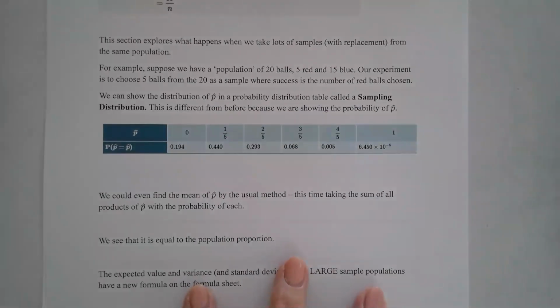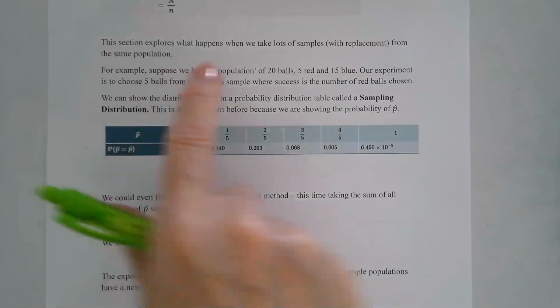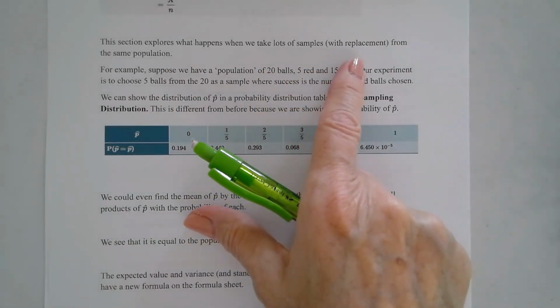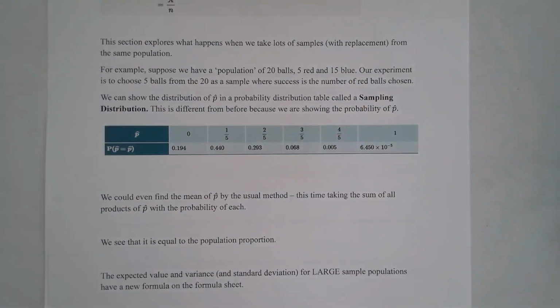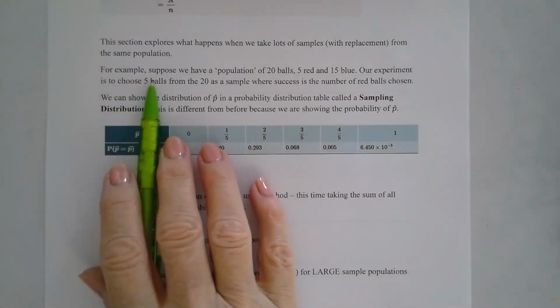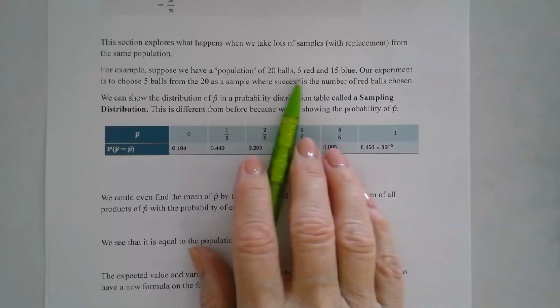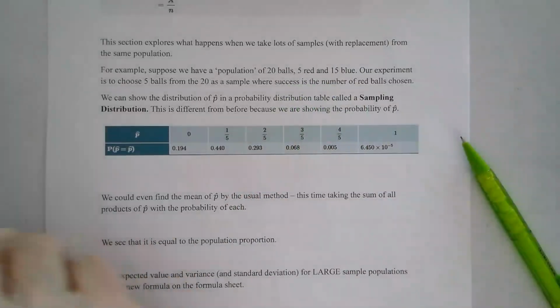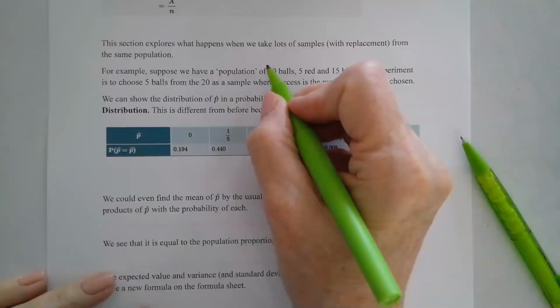So let's do this example. It says, this section explores what happens when we take lots of samples with replacement, so we're not taking all these balls out, we keep taking them out of the set and then putting them back in for the next. So, for example, suppose we have a population of 20 balls, 5 red and 15 blue. I'm just going to highlight that because we'll probably use that in a bit.